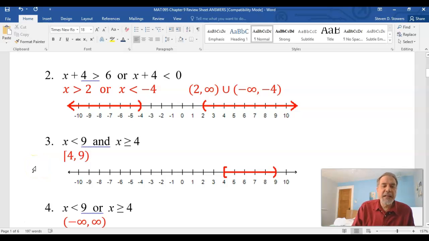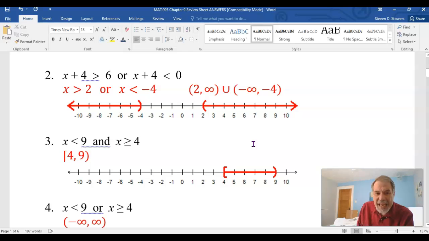Number 3: x is less than 9 and x is greater than or equal to 4. There's nothing really to solve here. These already have x by itself on one side. We just have to interpret it and show what it looks like on the graph and in interval notation. For x to be less than 9, that would be all the numbers on the left or small side of 9. For x to be greater than or equal to 4, that would be all the numbers to the right, the big side of 4.